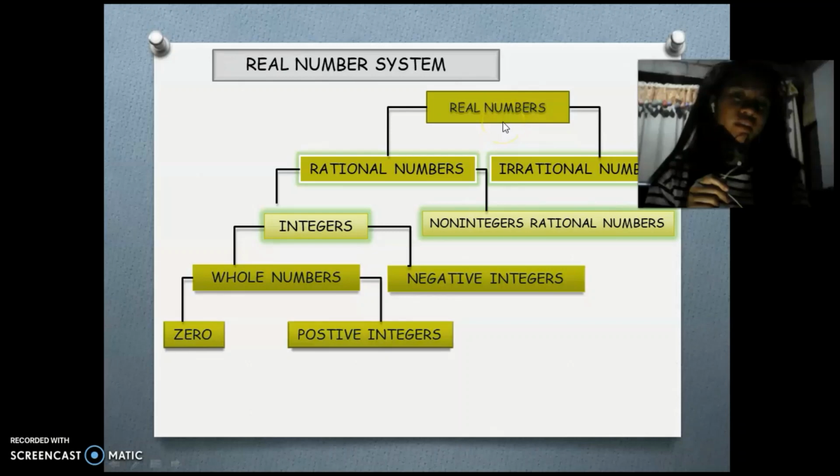Our real numbers include rational numbers and irrational numbers. Later, we will define the rational and irrational numbers. In our rational numbers, we have the integers and non-integers. In our integers, we also have the whole numbers and the negative integers. In our whole numbers, there is zero and the positive integers.